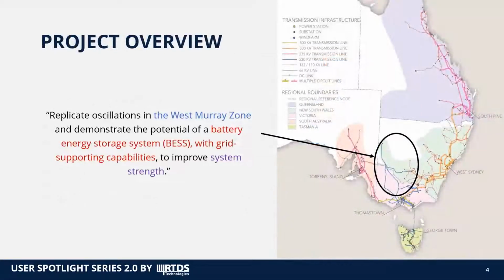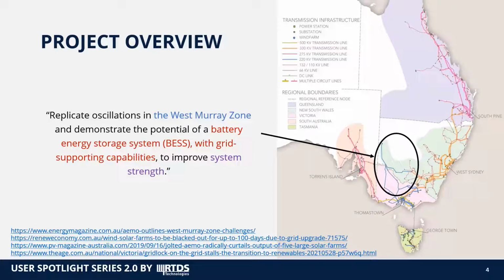Now, some context for the project. The size and the remote nature of the Australian power system creates a lot of challenges for the integration of many large-scale renewable energy projects. The area of focus, which is the West Murray Zone and its surroundings, have been notoriously challenging for such integration. The key tasks for our project were to first replicate oscillations that have been experienced in the area, followed by an investigation on how the grid supporting functionalities of batteries can be used to improve different aspects of the power system that we would collectively refer to as system strength.